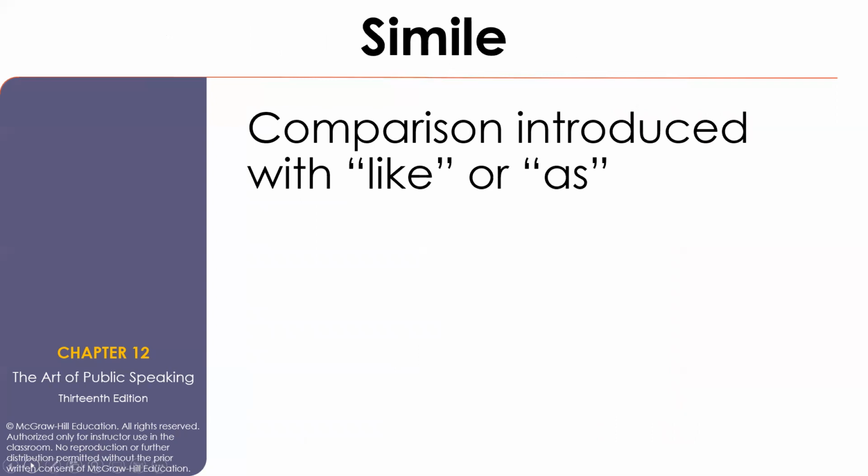So now we're going to jump into a few other examples of the ways that you can make your language vivid. Simile is one of the ways of doing so. You can compare something, and you generally introduce that by qualifying it with like or as. So you compare it: it's as bright as a summer's day. That would be a simile.